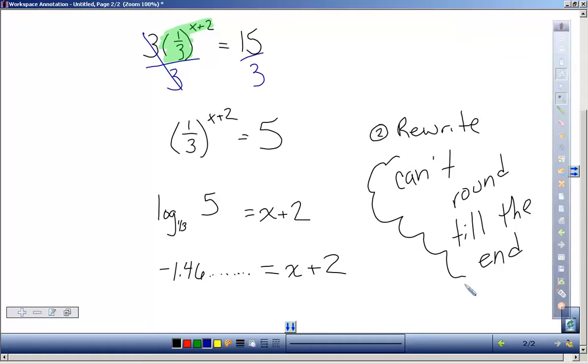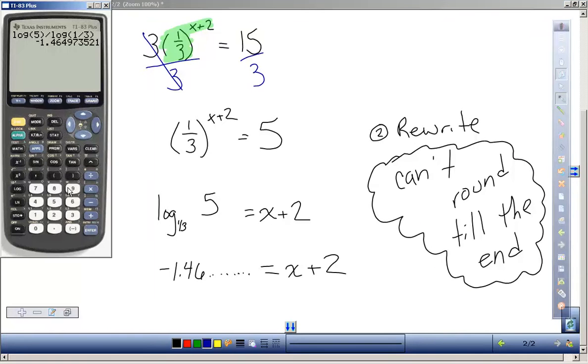If you round in a step previous to the very end, because we're dealing with exponents and things like that, one decimal place can actually change your answer drastically. Because when you think about it, one decimal place is a whole percentage point. Sometimes it could be 10 percentage points. So you want to make sure that you're not rounding until you get to the very, very end.